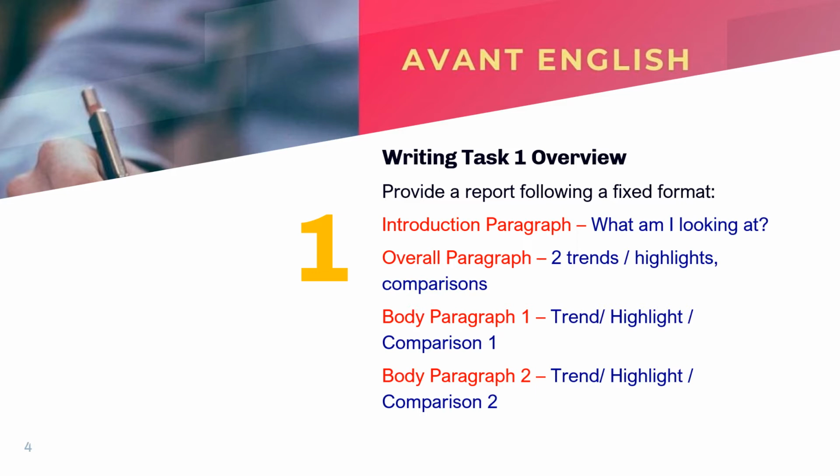In the body paragraph 2, the same. Talk about trend number 2, highlight number 2, or comparison number 2. Again, do not introduce any new information that you had not previously mentioned. I often see this in students' papers. Another mistake in student papers is that they talk about things that aren't even there. You may want it to be there, but it's not there. So don't talk about it and don't include it. Only talk about things that you can actually see and verify in the report, chart, or graph.